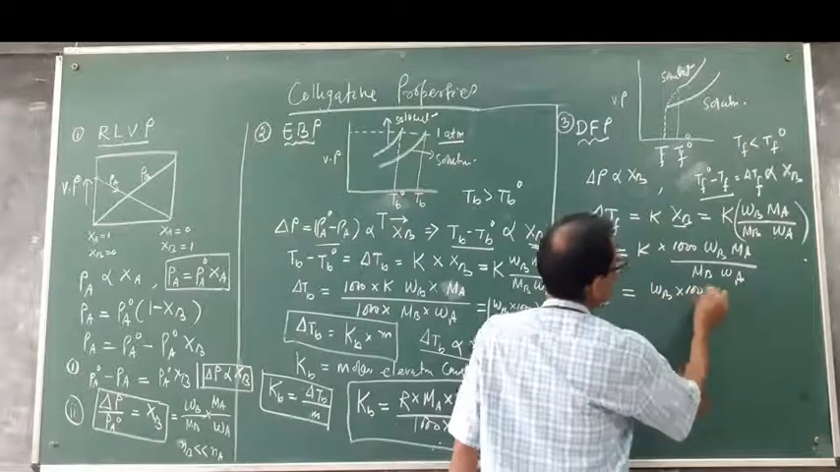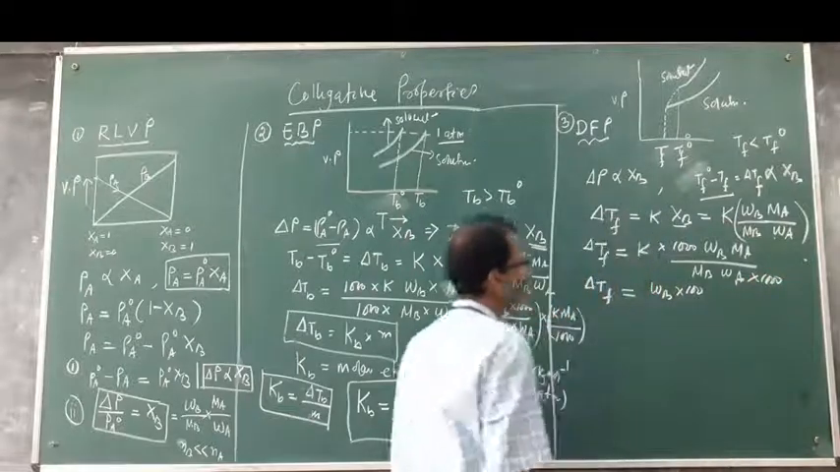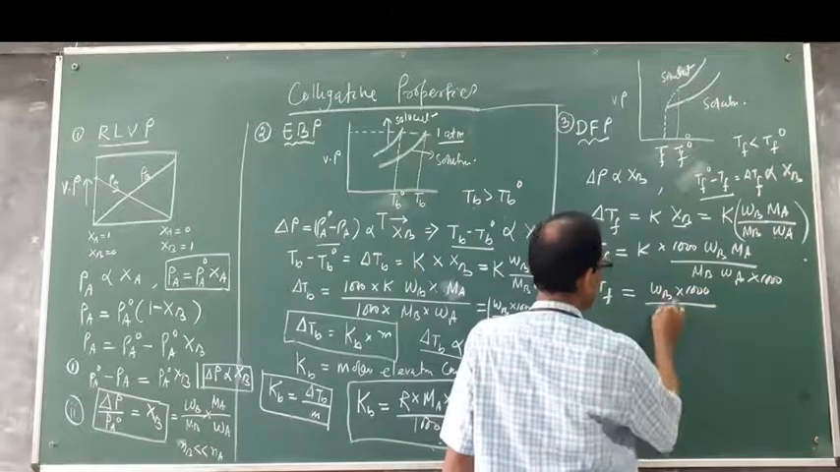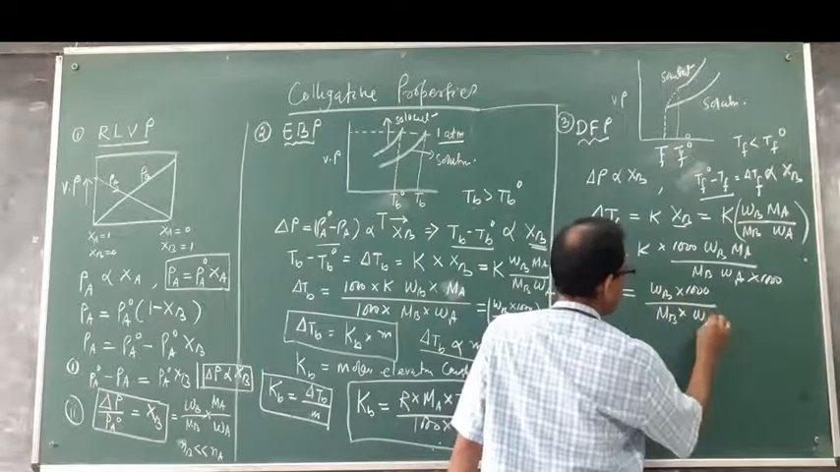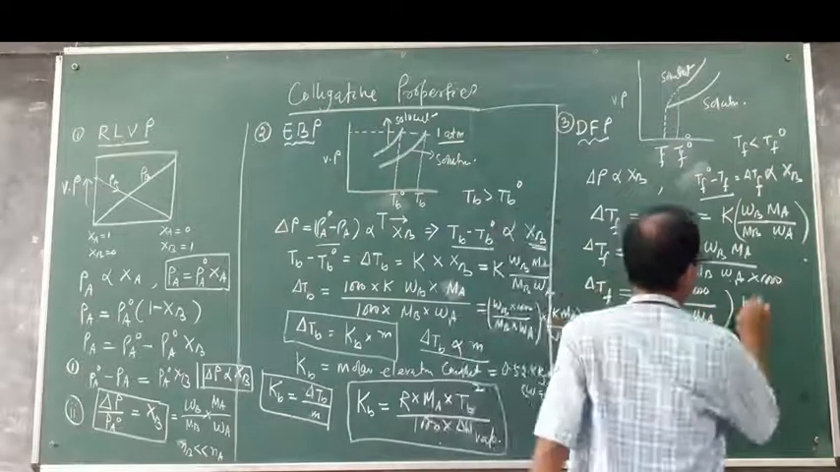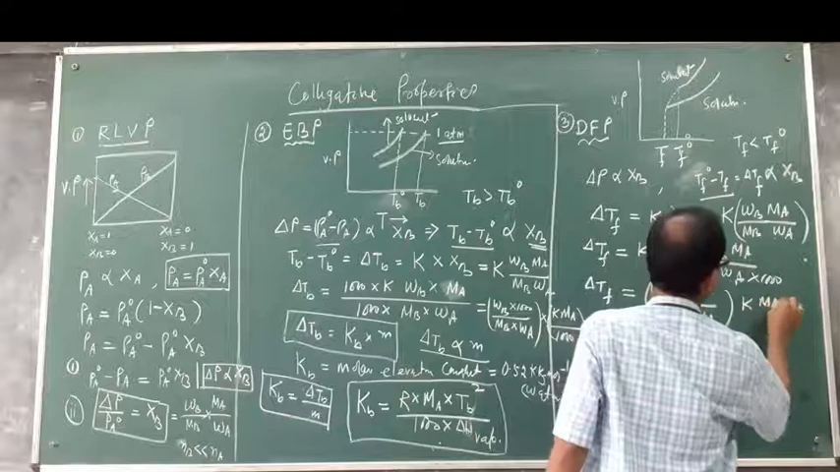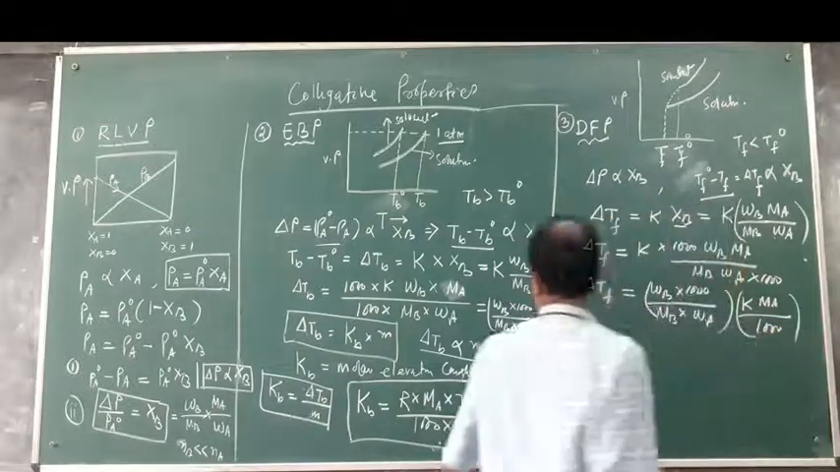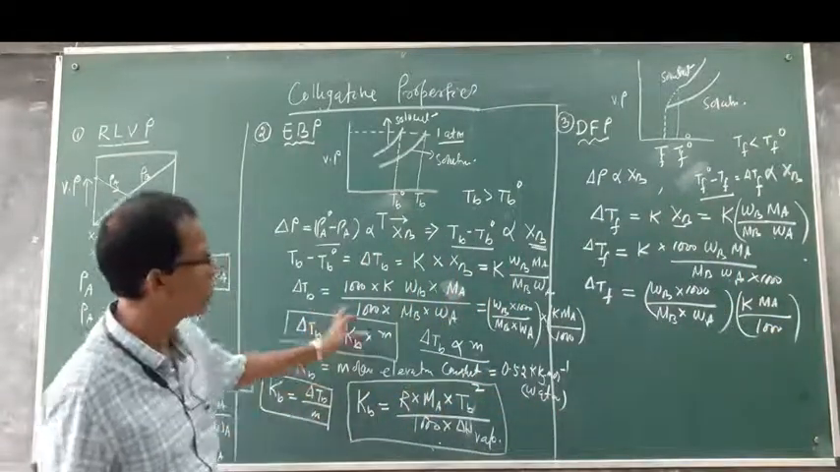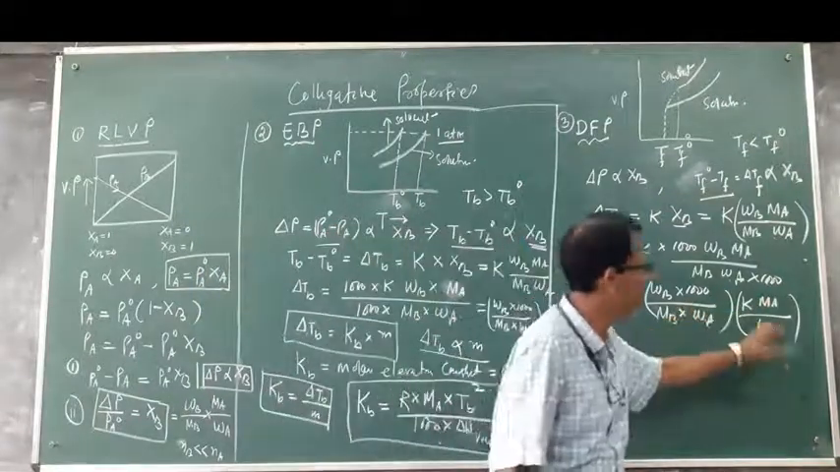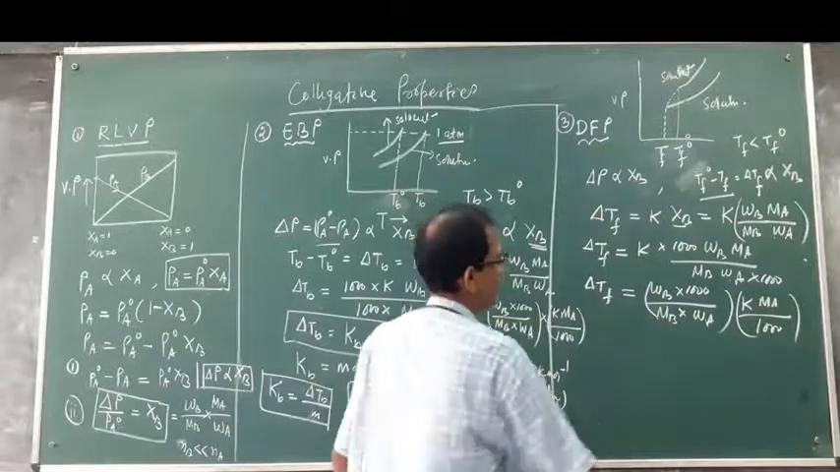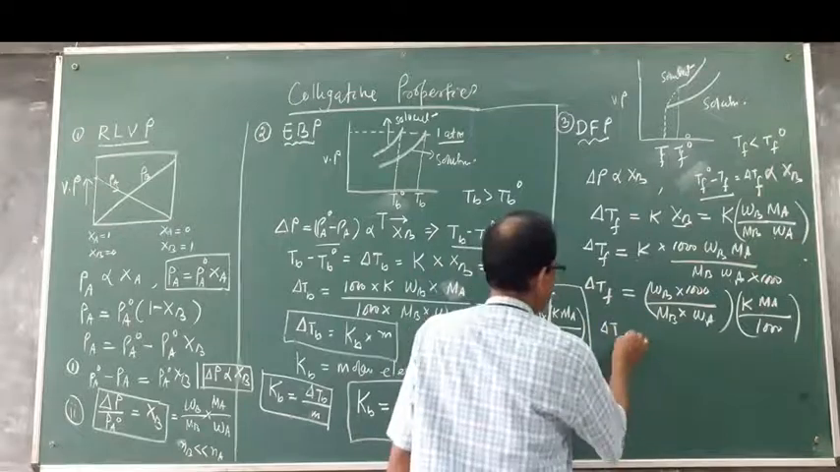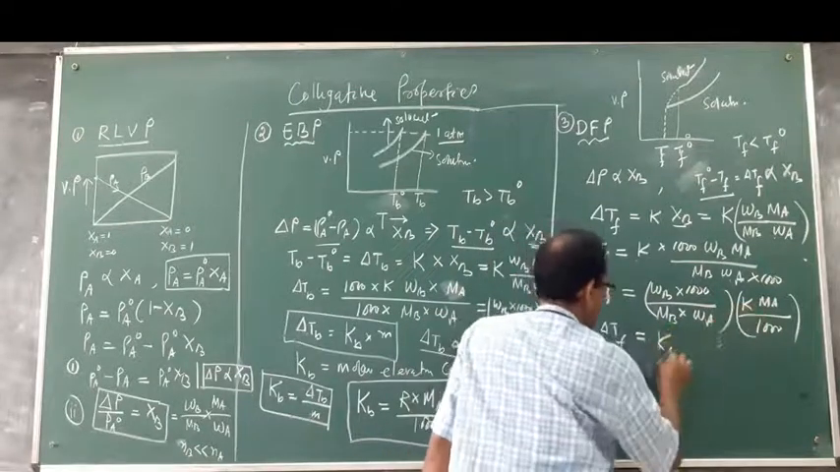Multiplying by 1000, wb into 1000 upon mb into wa is on one side. Then the remaining k into Ma by 1000 is on the other side, like previously. Here, in case of freezing point, this constant can be written as a new constant Kf, so del Tf is equal to Kf.